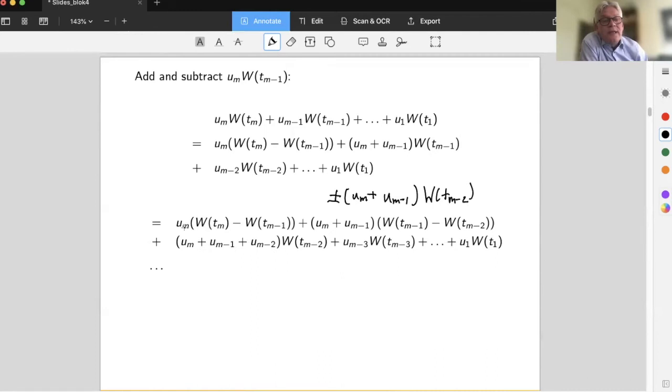So this one was already there. And by doing this, we have added this term. So now it is plus minus 1 times an increment. Then this one is also added. So it's also here. It is plus minus 1 plus the term that we already had, minus 2 times W_tm minus 2. And this one was already there. It was here. And this term is now added.